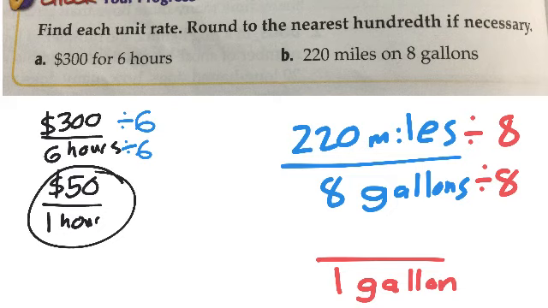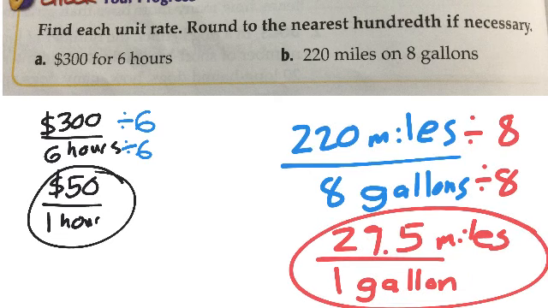It may take me a minute here. 220 divided by 8, that's 2. 16. 22 minus 16 is 6. 60. 56. So that's 7. That'd be 40. So you should get 27.5 miles over 1 gallon. Sorry, I should have worked that out before. I didn't know I was going to get a decimal. That is correct.